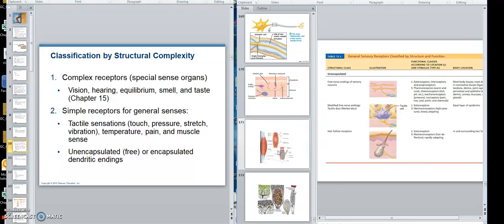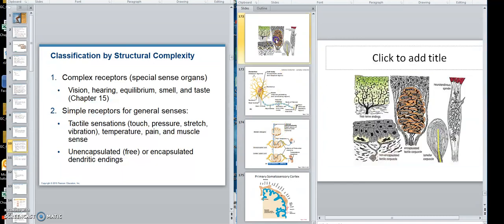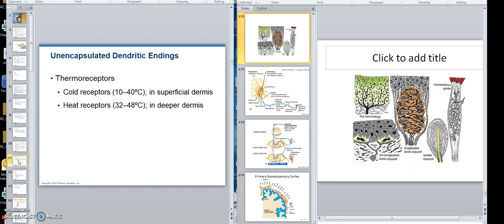We have unencapsulated. So we have some that are just non-encapsulated endings, particularly in the skin area. Simple receptors, tactile, unencapsulated.